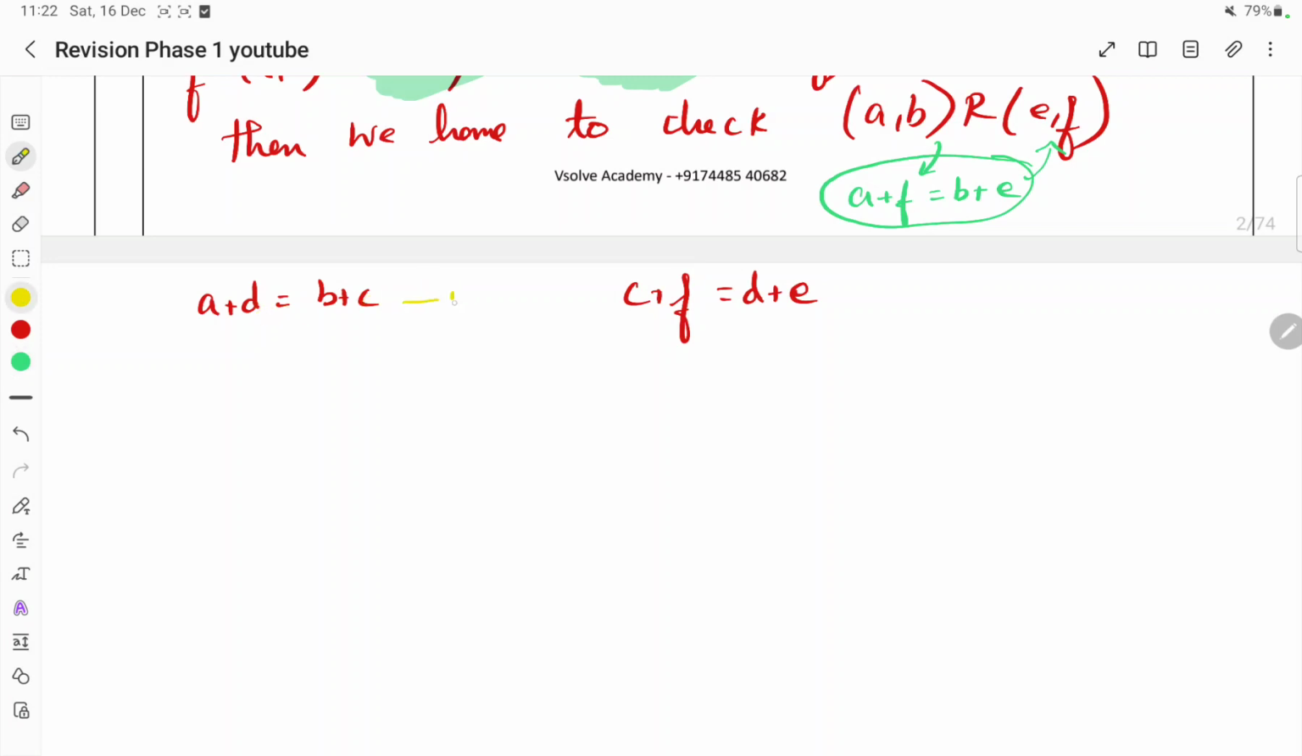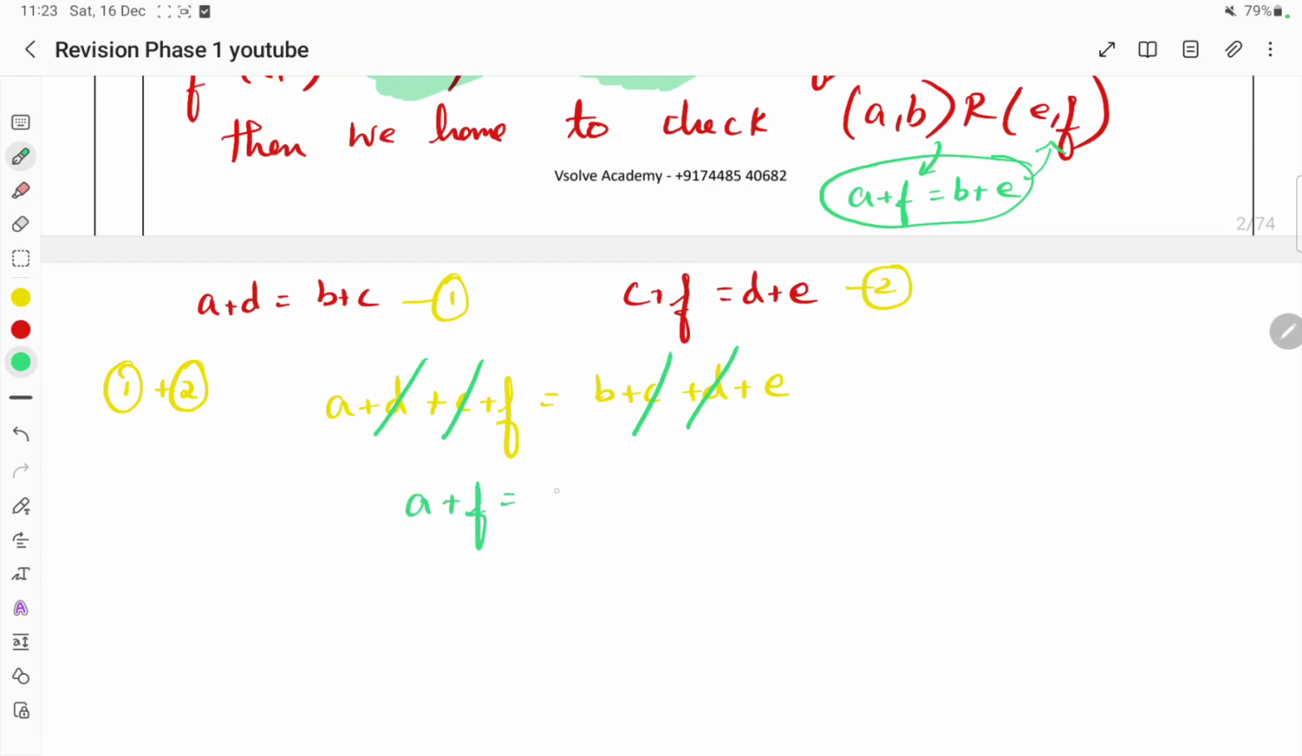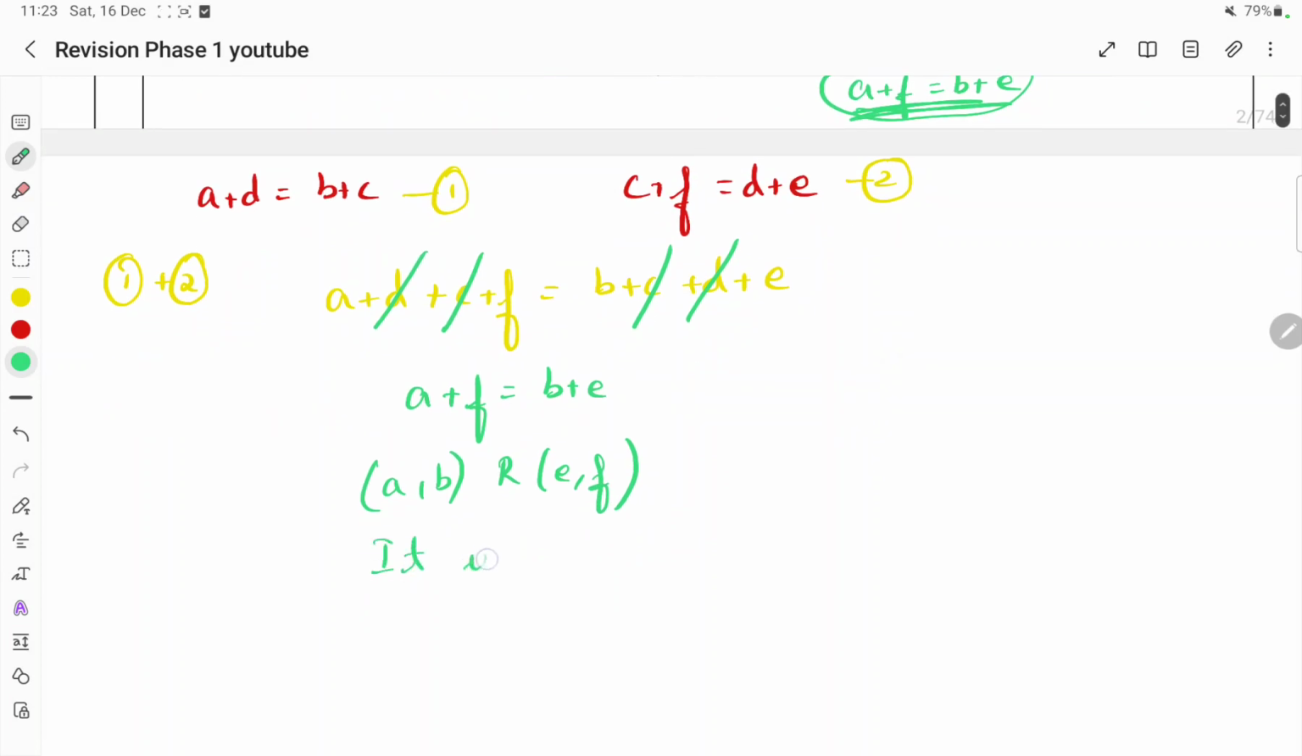Now let me take this as the first equation and this as the second equation, and add equations 1 and 2. It will be a plus d plus c plus f equal to b plus c plus d plus e. Now the d on both sides gets cancelled, and the c on both sides also gets cancelled. So I get a plus f equal to b plus e. Which means (a, b) is related with (e, f). So I can say it is transitive.